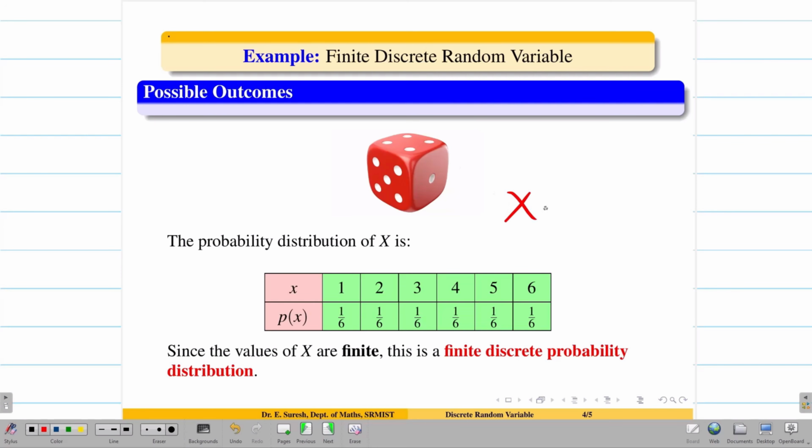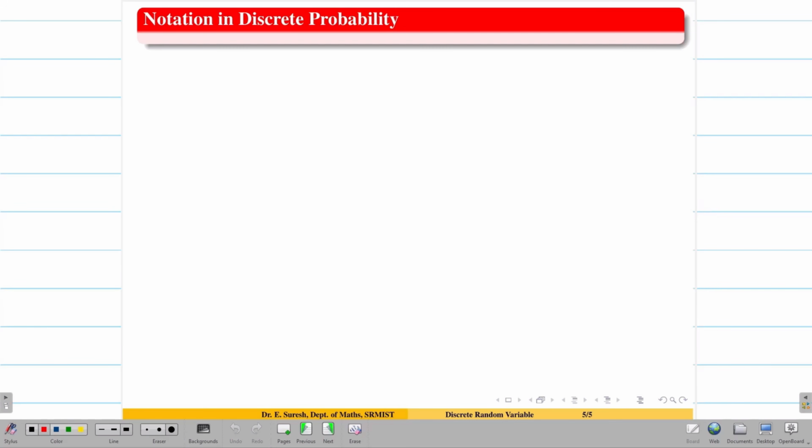Here, capital X is finite. It takes the values 1, 2, 3 up to 6. This is a finite discrete probability distribution. Now let us see the notations which we are going to use in our problem solving. Capital X always means a random variable. When I say small x, it takes the values.